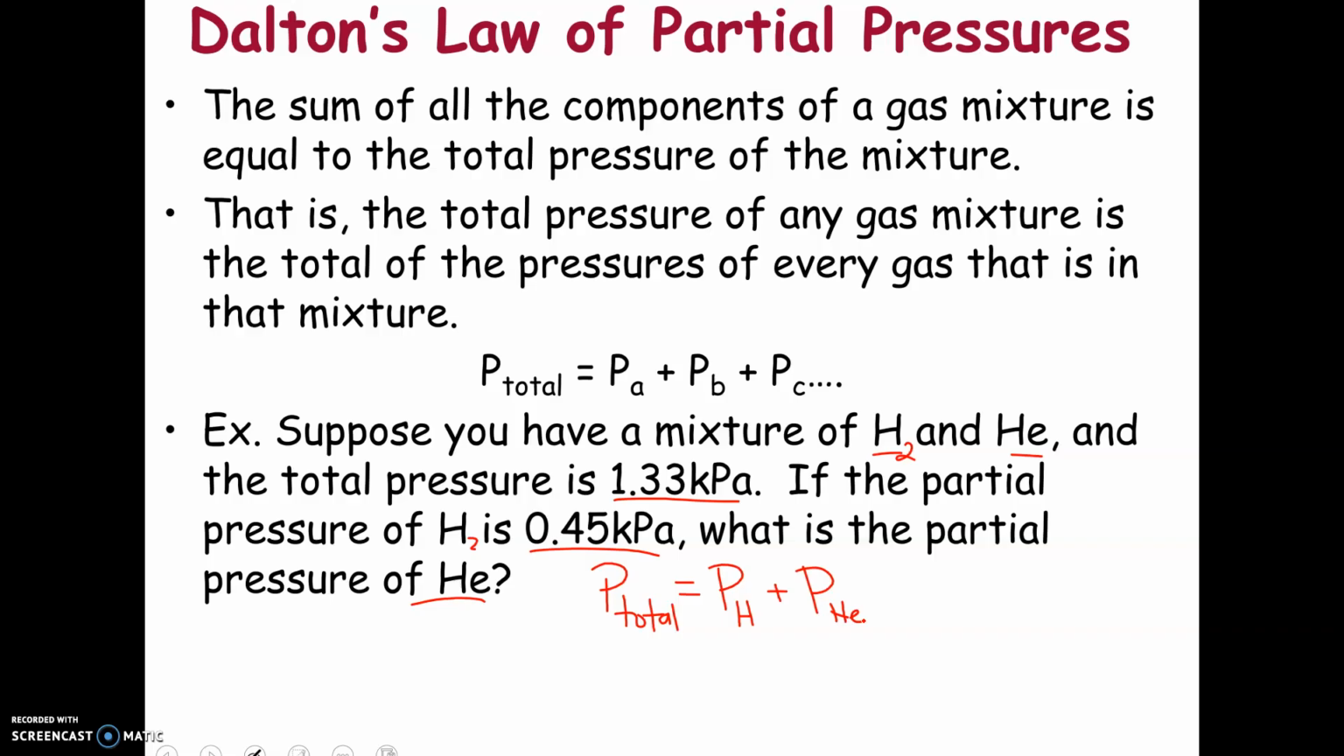Does it matter that it's hydrogen or helium? No. Because remember, individual gas particles are so spread apart that it really doesn't matter if it's a large molecule, if it's a tiny atom, it doesn't matter because there's huge amounts of space between the particles. So the total is just going to be equal to those. Now we can manipulate this formula since we are looking for the helium. We could subtract from both sides the hydrogen and it would look like this. So the total pressure minus the pressure of the hydrogen would give us the pressure of the helium.